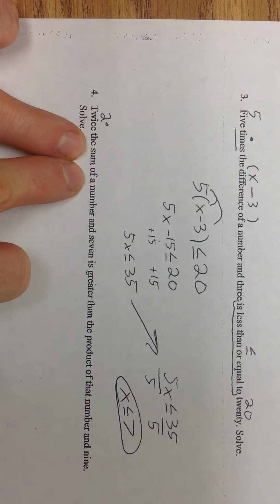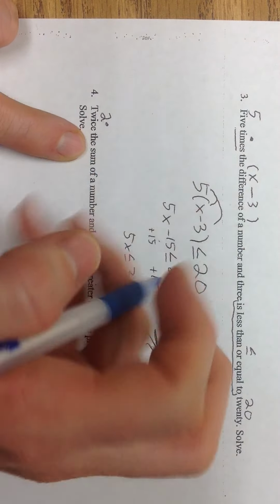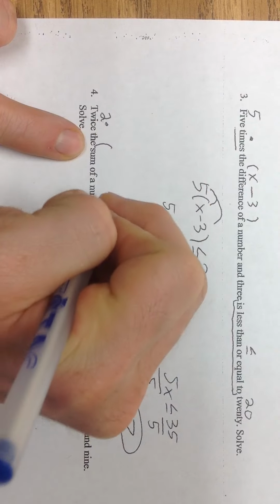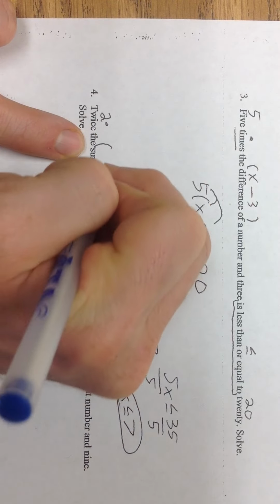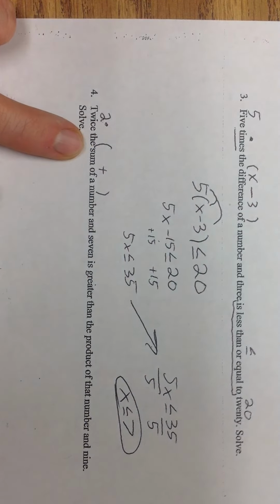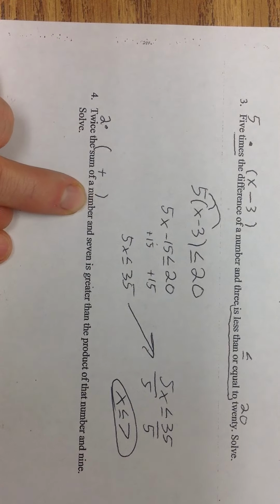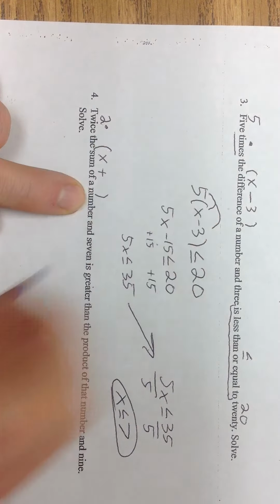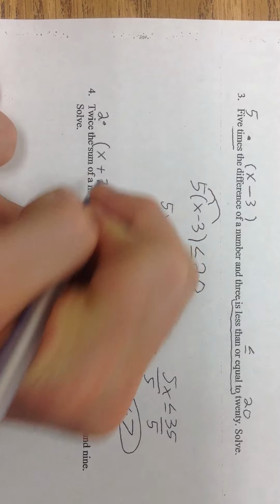Sum of is kind of the cousin of difference of. It's going to be addition, and it's going to be inside of our parentheses there. So what are we actually adding? Well, we're adding a number, which is our code for x, and we're adding 7.